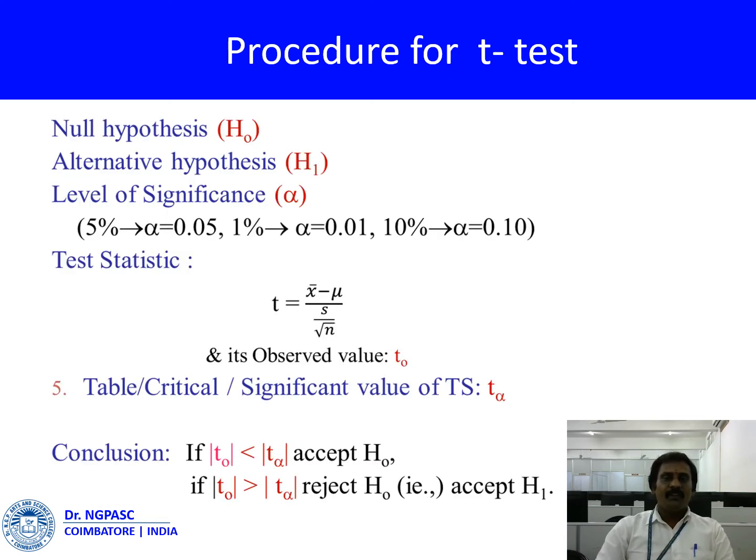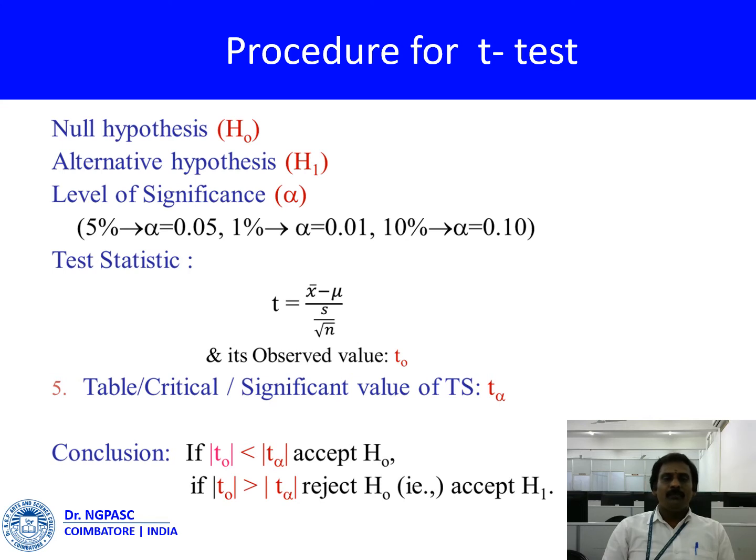Then the procedure for t-test. First is the null hypothesis H0. Second is the alternative hypothesis H1. Then the level of significance alpha: 5%, that is 0.05, or 1%, 0.01, or 10%, alpha equal to 0.10. Then the test statistic, one sample t-test. Under H0, t is equal to x bar minus mu divided by s by root n, and its observed value is t0.